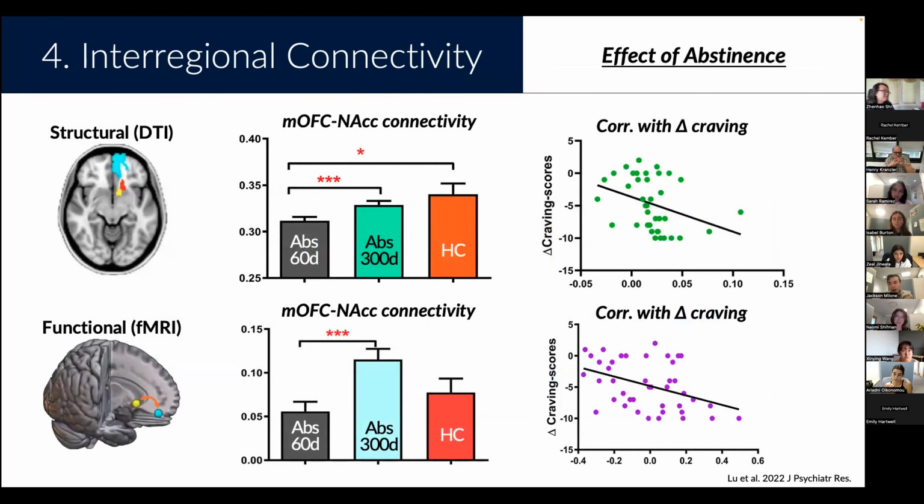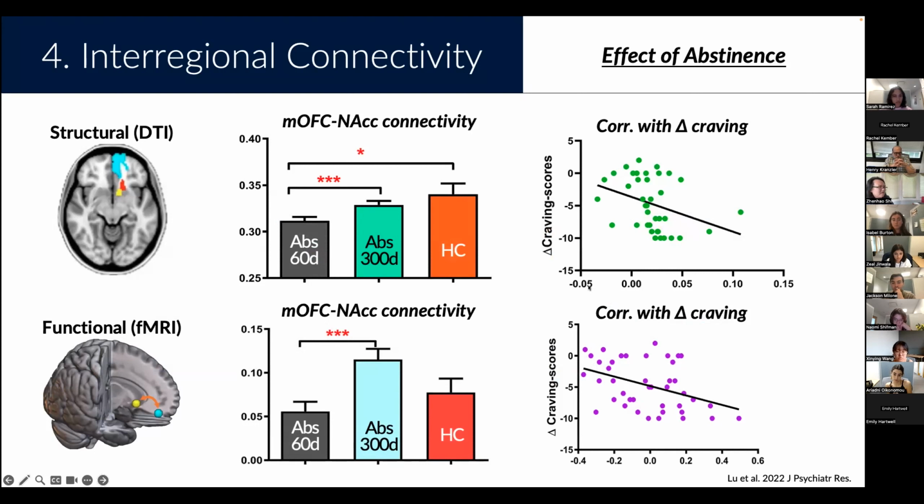And this is a very interesting study because they look at the effect of abstinence on both structural and functional connectivity between the medial orbital frontal cortex and the nucleus accumbens, both of which are part of the brain reward system. And they found that going from short abstinence to long abstinence, there was a significant increase in structural connectivity between the two regions, and for the functional connectivity between the two regions.